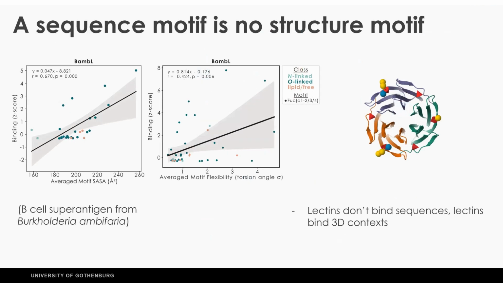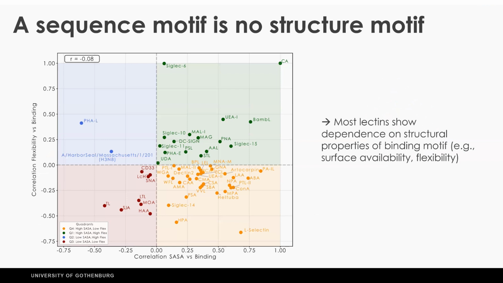So we come back to this idea of looking at lectins from a glyco-3D perspective, where you now hopefully can appreciate this idea that increased surface availability also increases the likelihood of a binding event between the lectin and the glycan. But this is just Bamble, of course. We looked at many more lectins, and if you look at the x-axis, this is the correlation of the surface area and the binding. You can see that most lectins have a positive correlation for that. So most lectins prefer a surface available version of their binding motif. So here, Bamble, just for orienting yourself.